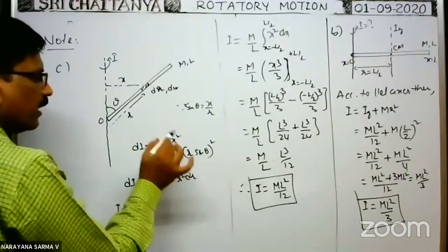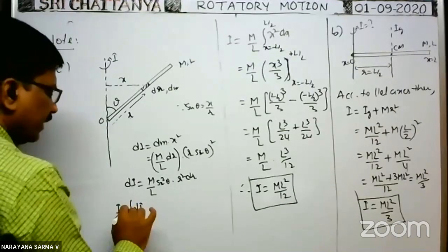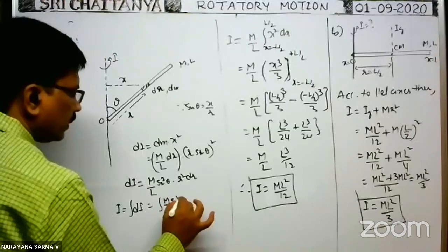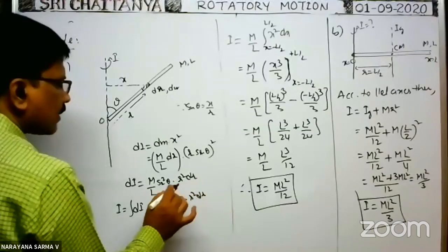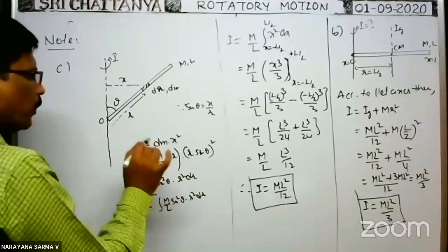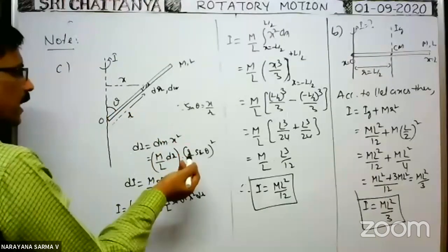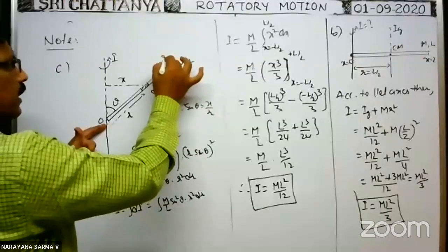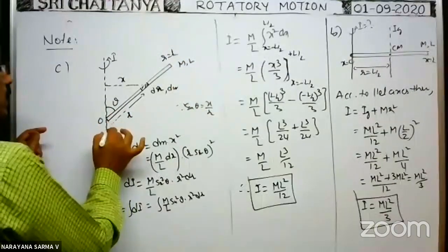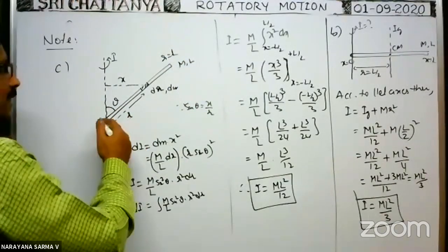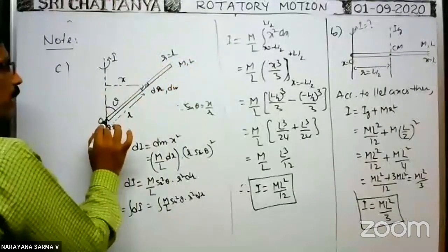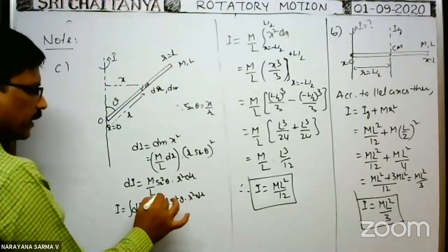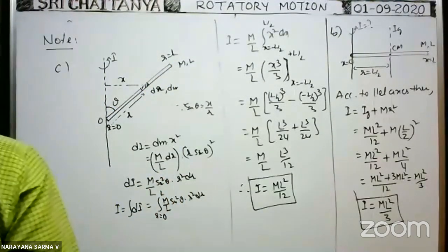Between which limits does the r value change? The integral of dI is the integral of m by l into sine square theta into r square dr. As r is the only variable, r varies from r equal to 0 to r equal to l. Here r is equal to l, here r is equal to 0, because r is measured along the length of the rod. Between r equal to 0 to l, you integrate. That's all. You will get the answer.